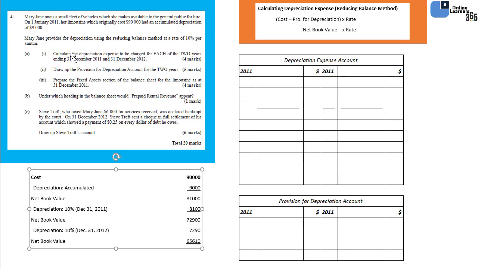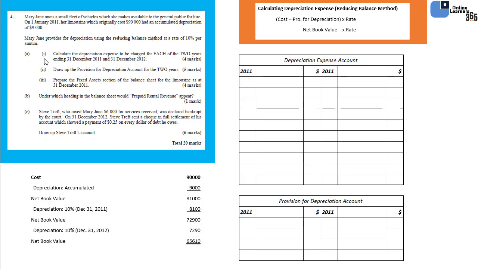A1. Calculate the depreciation expense to be charged for each of the 2 years ending 31st December 2011 and 31st December 2012. A2. Draw up the provision for depreciation account for the 2 years. A3. Prepare the fixed assets section of the balance sheet for the limousine as at 31st December 2011.